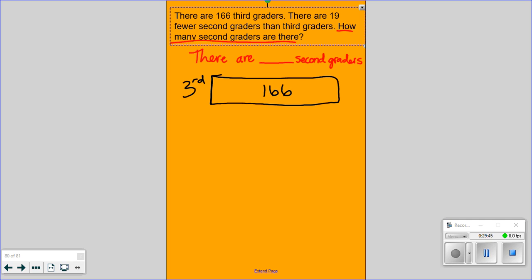Now, I'm going to draw another bar of second graders. Is that bar going to be longer or shorter than my third grade bar? Why? Right on, why? Less second graders. So I'm going to start my bar almost at the same spot, but I'm going to make it a little bit shorter. This is my second grade bar. So far, so good?